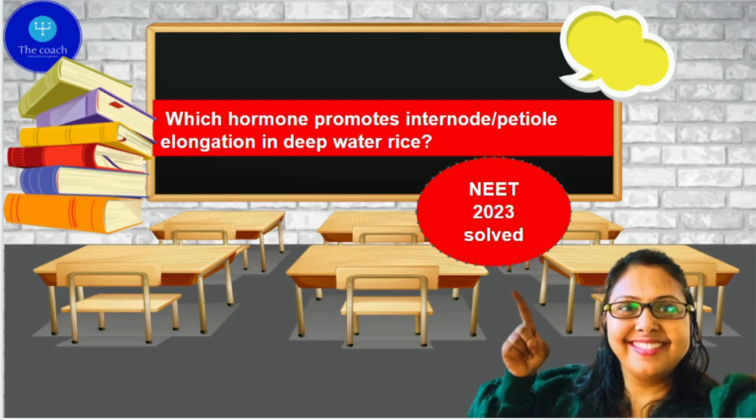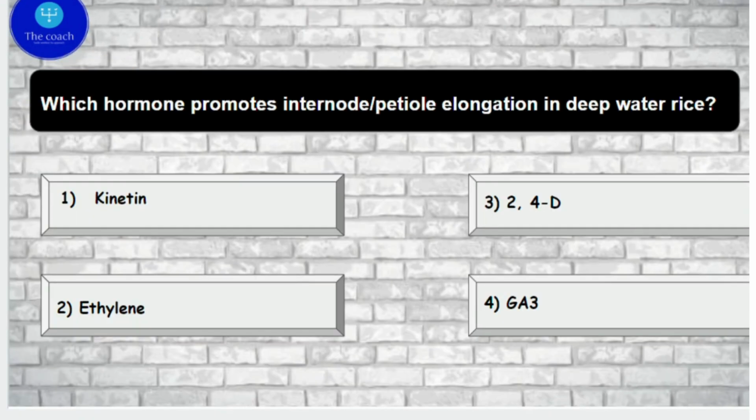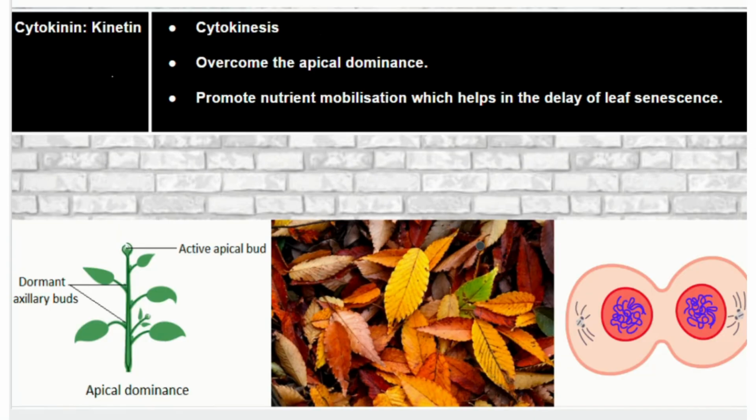I am back with another question which has been asked in NEET 2023. The question is, which hormone promotes internode or petiole elongation in deep water rice? The options are: first, carnitine; second, ethylene; third, 2,4-D; and fourth, gibberellin, GA3. Let's start discussing the options.